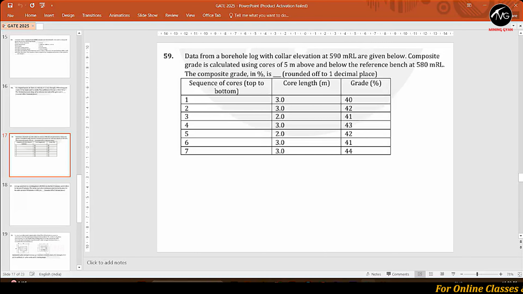What the question is saying is that we have to find out the composite grade. That is calculated using a length of 5 meter above and 5 meter below the reference bench of 580 meter. So this is 590 meter and minus 10. Okay, so we have to go on to the level of around 500.